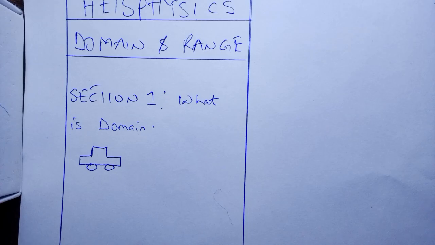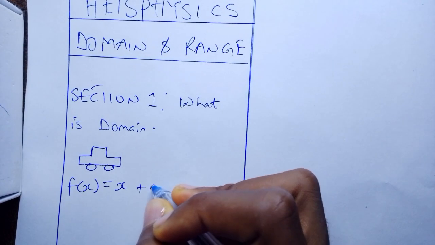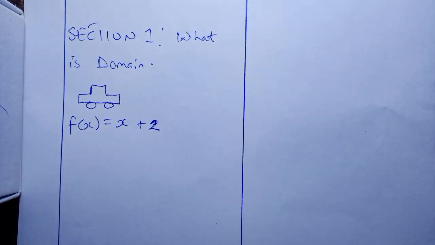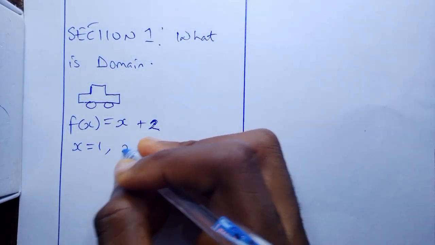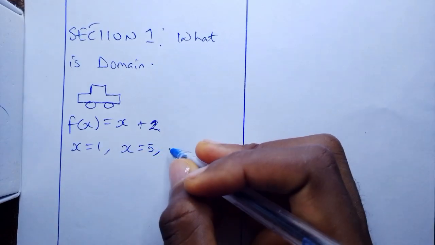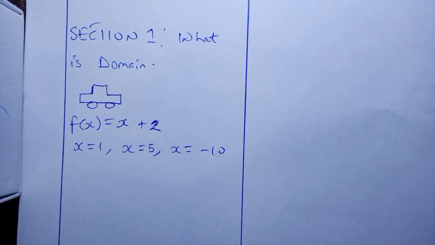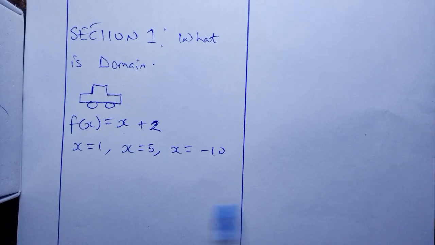What can the possible input that can go into a function? That's what domain means. For example, we have f of x equals x plus 2. This is a function, right? We can substitute x equals 1, x equals 5, x equals minus 10 into this function, and the function will still work. If x is 1 here, f of x equals 3, the function works. X is 5 here. 5 plus 2 is what? 7. f of x equals 7. Function still works. And minus 10 gives us minus 8.